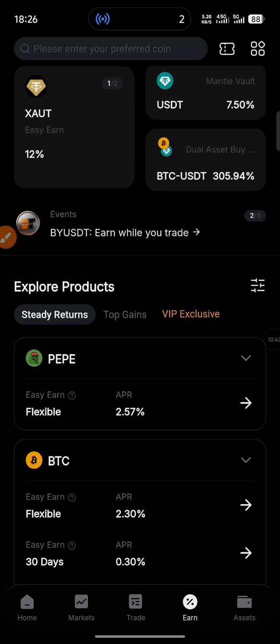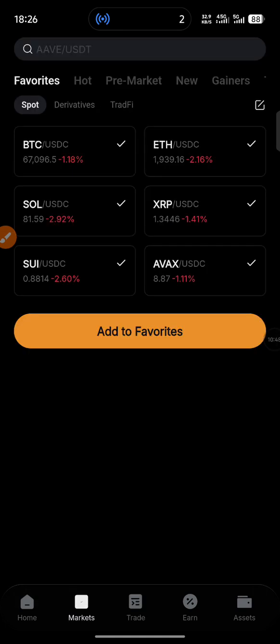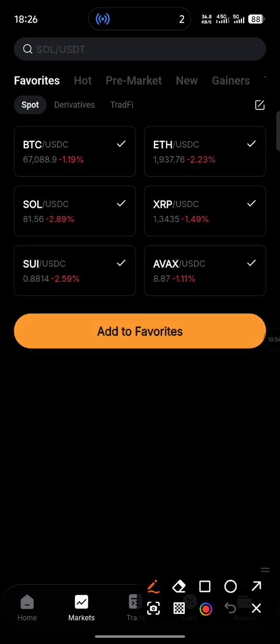Okay, this place is called the trade. In this place, you can trade any particular coin of your choice. This is a platform for trading and this is the market. In the market, you're going to look at a lot of cryptocurrency coins that you can use to trade. You can always click on the hot sessions because that's what I always talk about.